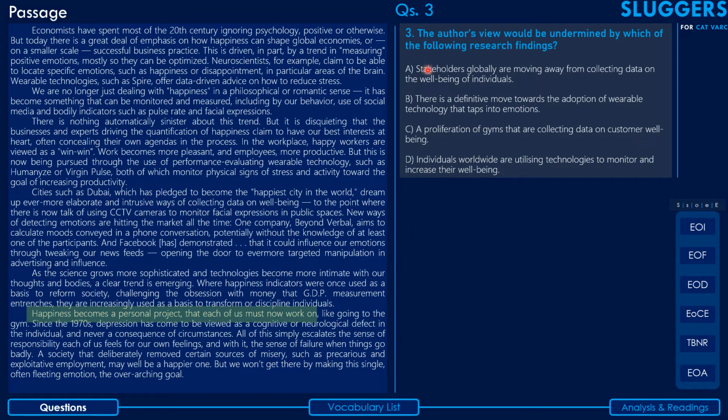All right, guys. So let's start with the third question. The question then is as follows. The author's view would be undermined by which of the following research findings? Undermined means weakened. So we are essentially required to figure out which of the following options, if true, will weaken the author's point of view, or the author's argument.